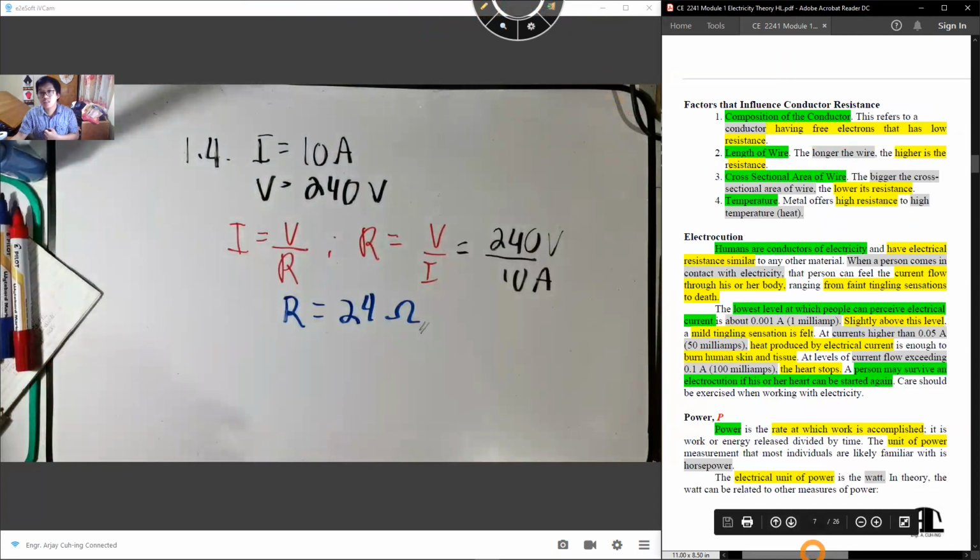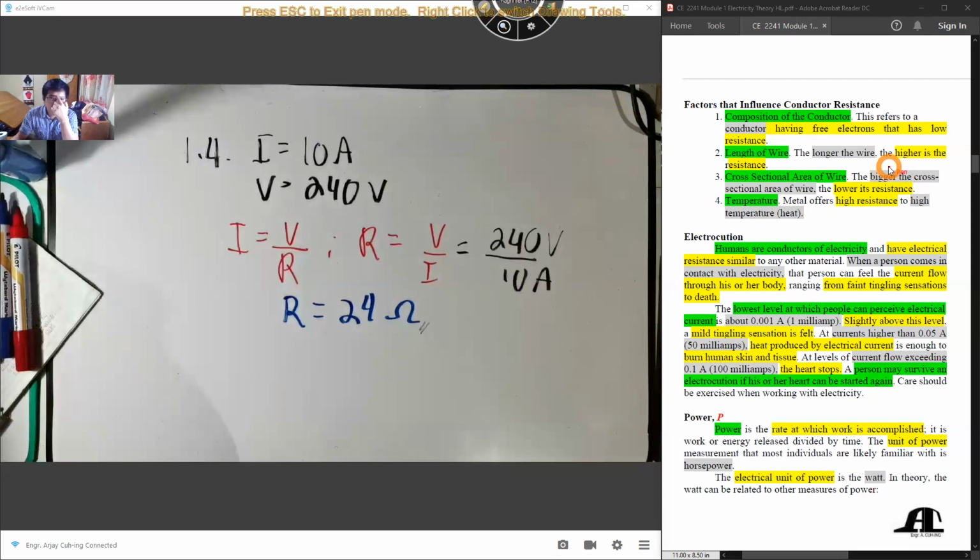Okay, so moving on class. Kung titignan nyo class, ito yung factors, no? From the previous examples class, meron tayong factors influencing conductor resistance. Una class is yung composition ng conductor. This refers to the conductor having free electrons that has low resistance. Kung ano yung material na ginamit natin, siyempre, it affects conductor resistance. Okay? Same class, no? Ano yung length ng wire? Kanina class, example natin class, di ba? The longer the wire class, the higher the resistance. Tapos class, siyempre yung area class ng wire. Dito class, bigger the wire class, the lower is resistance. Lastly class is temperature. Depende kasi class sa heat, may effect rin yung sa ating resistance.